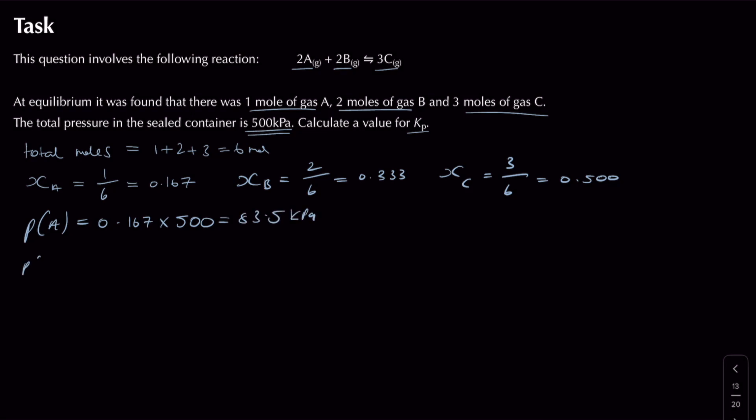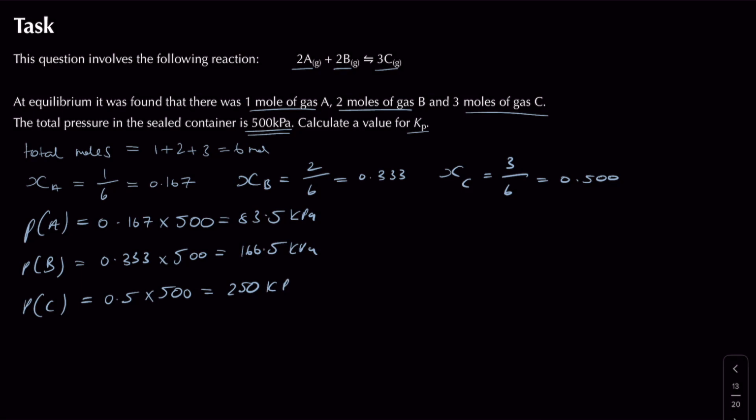If I were to find the partial pressure of B, I do the same thing again. It's 0.333, or I could just do 1/3, times 500, and that leaves me with a number of 166.5, and that's going to be kilopascals as well. And then the partial pressure of C is going to be equal to 0.5 times 500, and that gives me a value of 250 kilopascals.